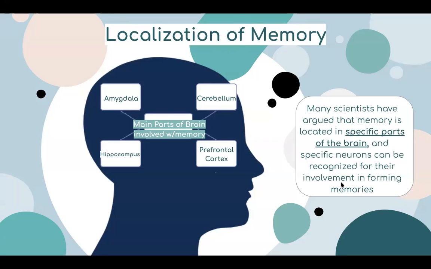So the globalization of memory, as we said earlier, all parts of the brain kind of contribute to memory. And many scientists have argued that it's located in specific parts of the brain, that specific neurons can be recognized for their involvement in forming memory. Things like neurons in the amygdala that have been known to contribute to memories that involve fear and pain. And the hippocampus is responsible for all kinds of things with memory, also with learning and long-term memory. So each single brain area kind of contributes.